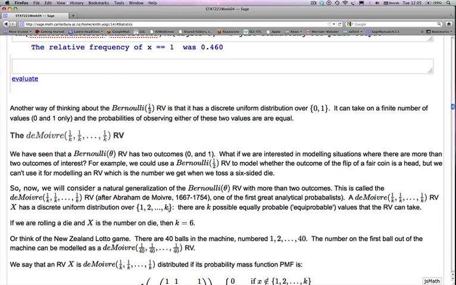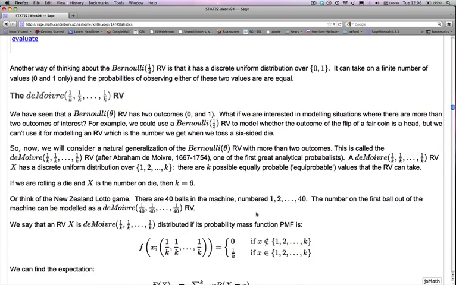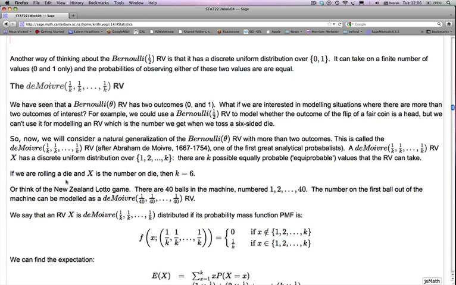Okay, so a de Moivre 1 over k, 1 over k, dot, dot, dot, 1 over k random variable x has a discrete uniform distribution over 1, 2, up to k, and these k possible values are equiprobable or equally probable under this random variable. So one such example is rolling a die. So x is the number on the die, then k equals 6.